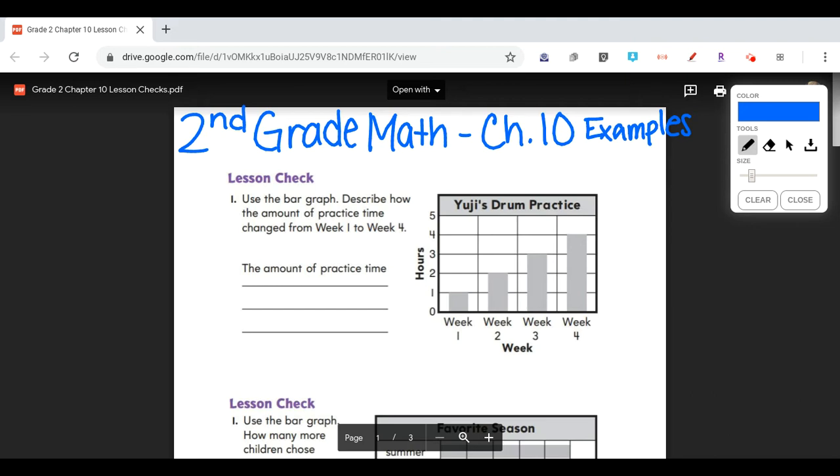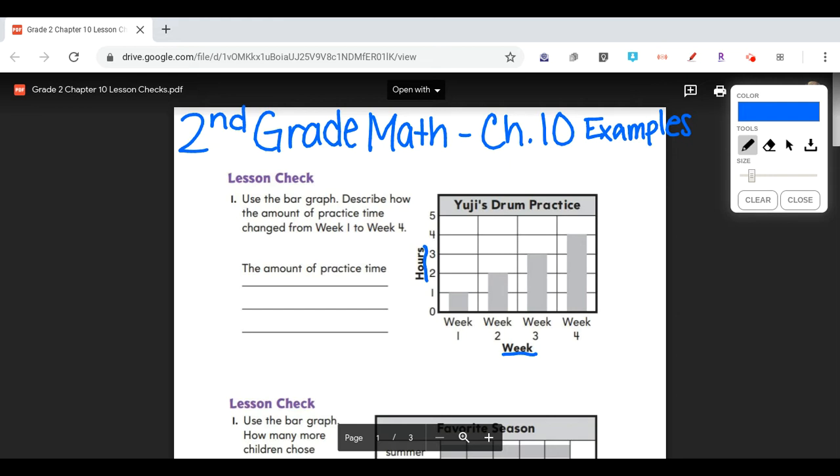So we have the drum practice. They have week 1, 2, 3, and 4 at the bottom. It's labeled by week. And up the left-hand side, it says hours. So we have 0, 1, 2, 3, 4, and they go up to 5 hours. So it says describe how the amount of practice time changed from week 1 to week 4.